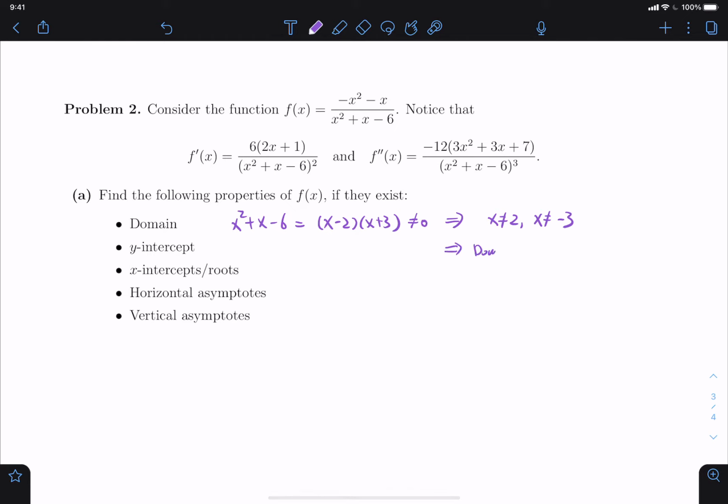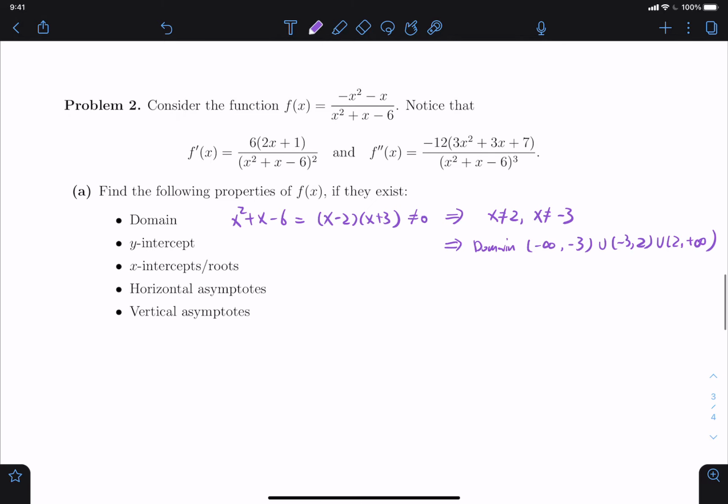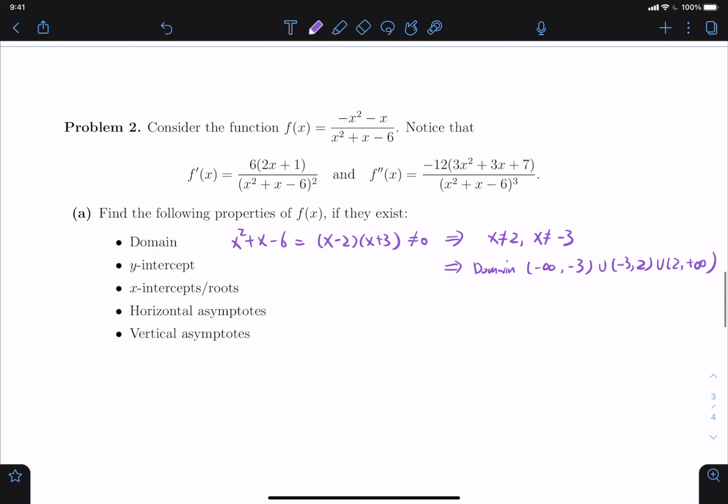The domain is going to be from negative infinity to negative 3, and negative 3 to 2, and 2 to positive infinity, just excluding these two numbers. And then the y-intercept. For the y-intercept, we let x equal to 0, right? We have f of 0. Oh, sorry, in this question it should be f. The y-intercept is 0.